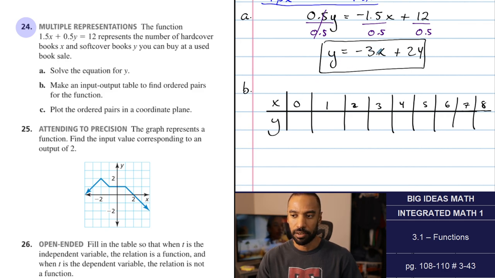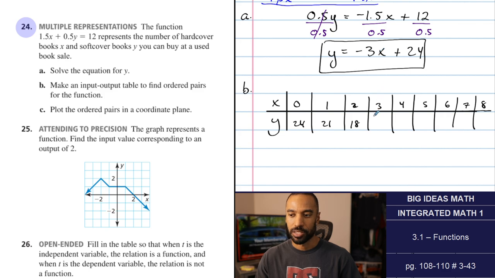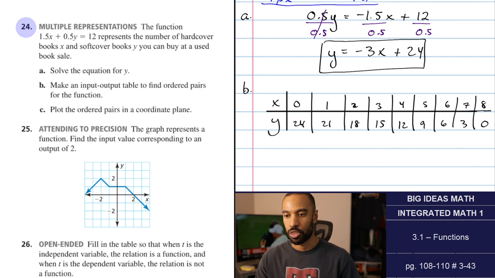When x is 0, negative 3 times 0 is 0, plus 24 is 24. Then we have negative 3 times 1 plus 24, so 24 minus 3. And then we do 24 minus 3 times 2, 6. 24 minus 9. And maybe you can tell just what's happening here. It's decreasing by 3. That probably makes sense there, decreasing by 3. So 24 minus another 3, minus another 3, etc. Another 3. Another 3. And another 3.